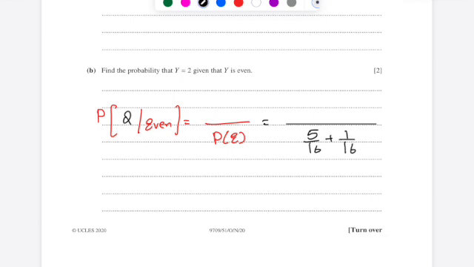Out of that it should be 2. Probability of 2 and even. So out of that, 2 is nothing but how much? Only 5 upon 16. So simplify that, it should become 5 upon 6.